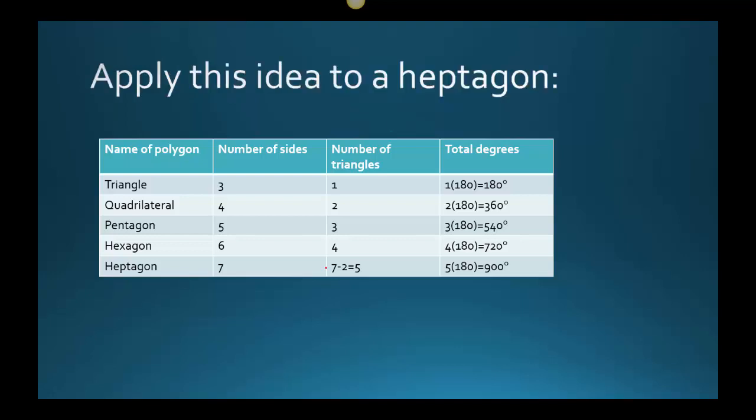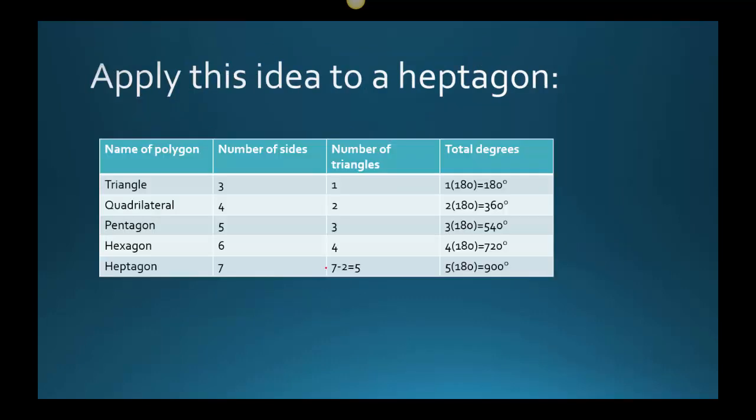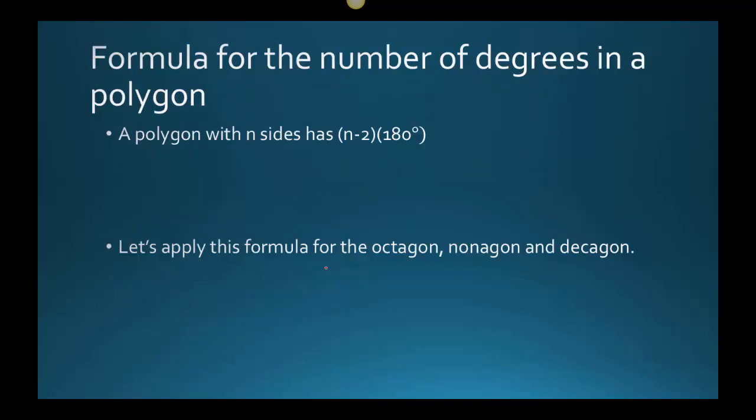So let's try this for the heptagon. So, oh, well, we already did the heptagon. I did 7. 7 minus 2 is 5. 5 times 180 was 900. All right, so here's our formula for the number of degrees in a polygon. A polygon with n sides has (n minus 2) times 180.